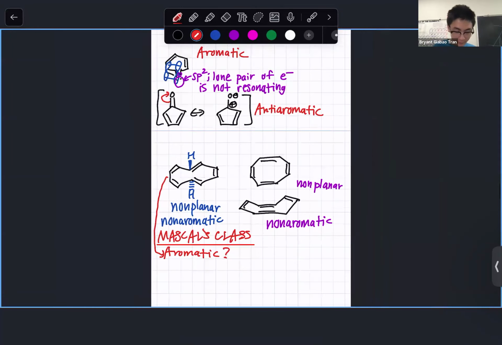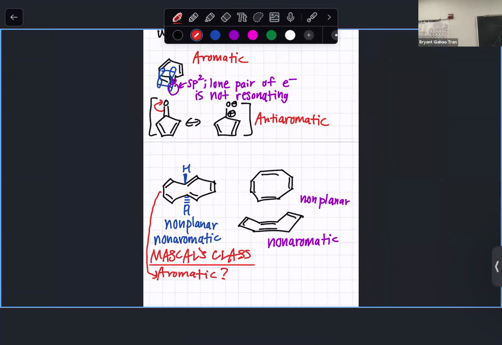So those are the 3 oddball examples where the lone pair is on an atom that is already double bonded, where that lone pair cannot do resonance. The other one is the carbonyl, where the carbon double bond oxygen double bond does not count in the system. The other ones are the non-planar rings like this.